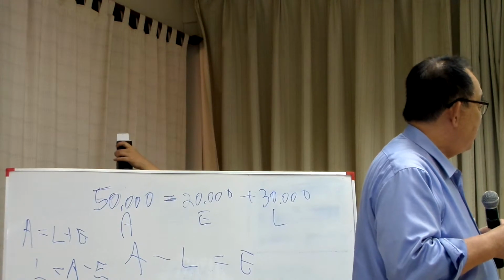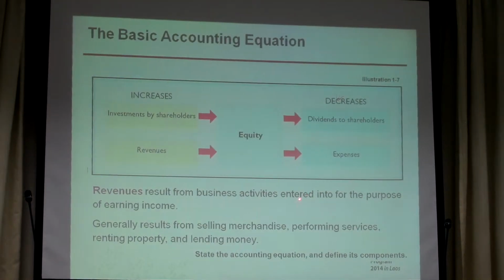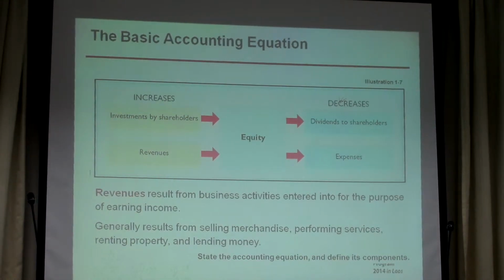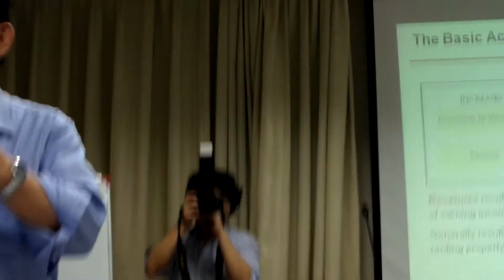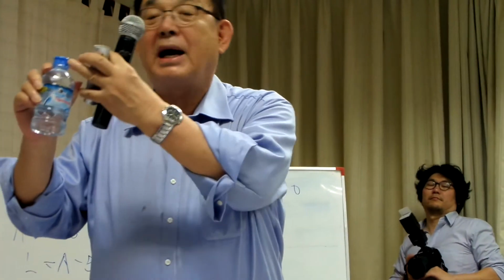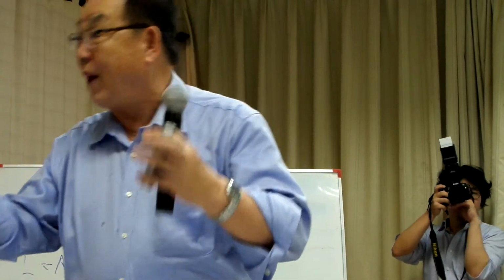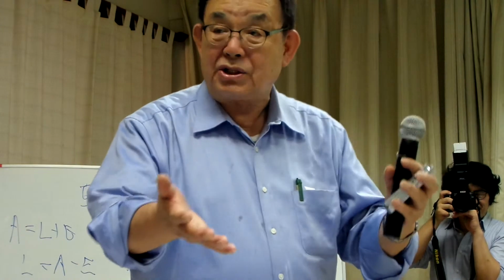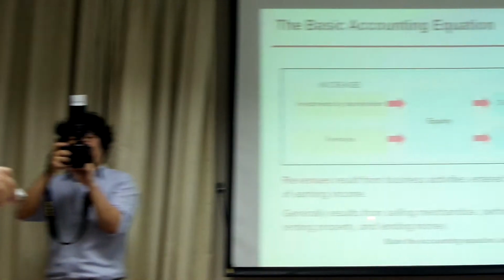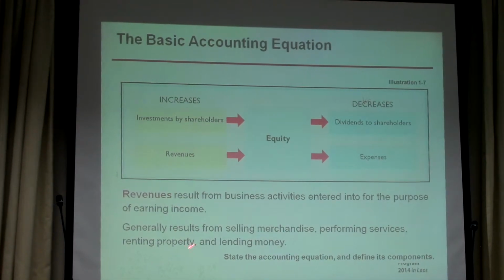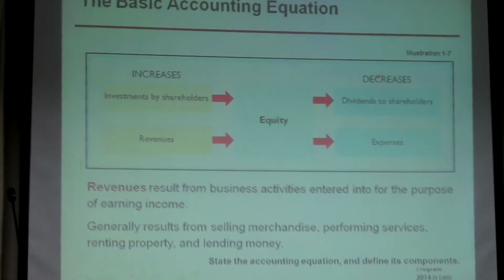So this one is revenue. What is revenue? Revenues result from business activities entered into for the purpose of earning income. I sold this one and received 3,000 kip, so this is revenue. And over here, expenses: the money I paid to purchase plastic, printed matter, water, plus all the wages I paid, the stamps and the lunch I bought. Revenue generally results from selling merchandise, performing services, renting property, and lending money. Now you understand this, right?